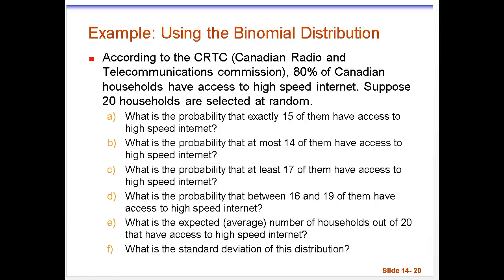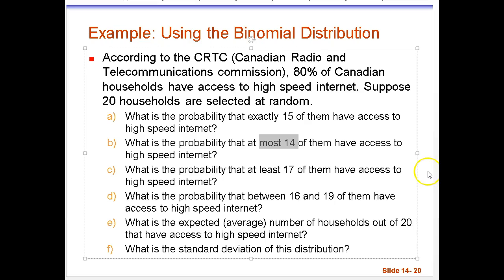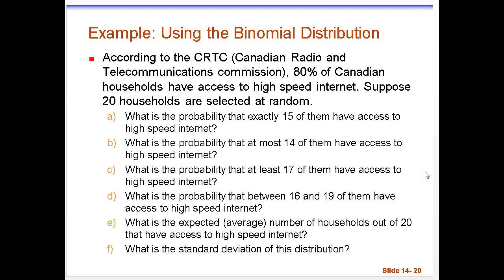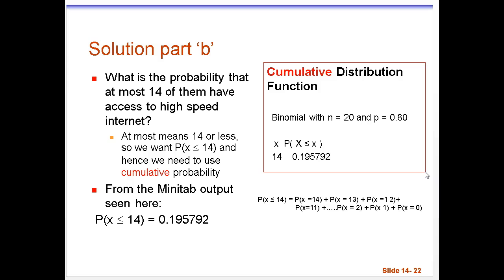All right, looking at the second part of this question, things stay mostly the same except for the fact that we are looking for the probability that at most 14 of these 20 households have access to high-speed internet. Now, at most 14 includes the numbers 14, 13, 12, 11, 10, 9, 8, all the way back to 0, because we always have to consider 0 because it's possible that none of these 20 households have access to high-speed internet. So let's go a couple of slides forward here, and we're going to look at this problem.